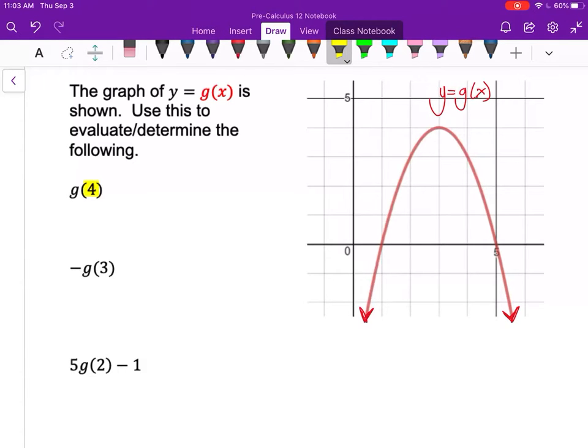If I do find the equation of this quadratic function, which you've learned about in pre-calculus 11, it's not a bad idea at all. We just don't have to, and it will be more work. And so if I have to do it, I'll do it. But right now, how can I figure out what g at 4 is without actually finding the equation?